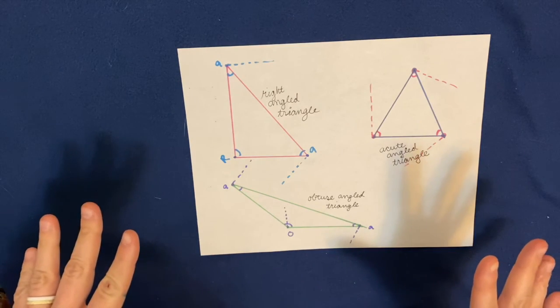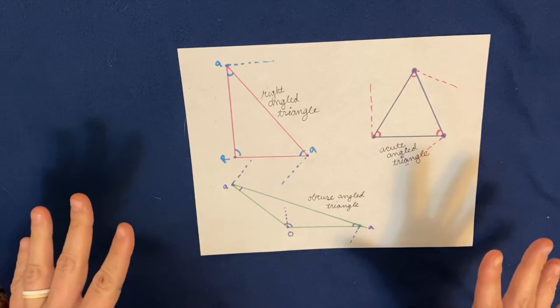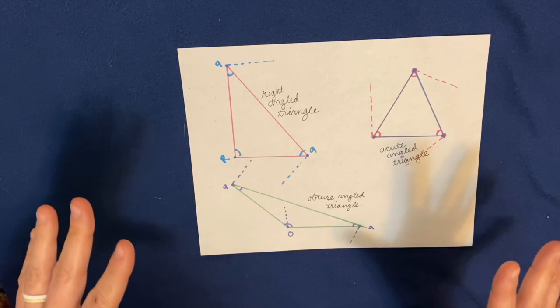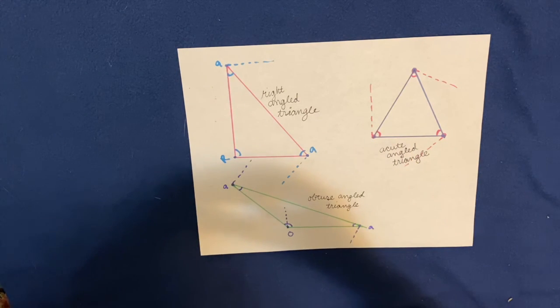This is classification of triangles based on angles. So next week, we're going to put these two lessons together and we're going to look at all the different types of triangles that we can make.